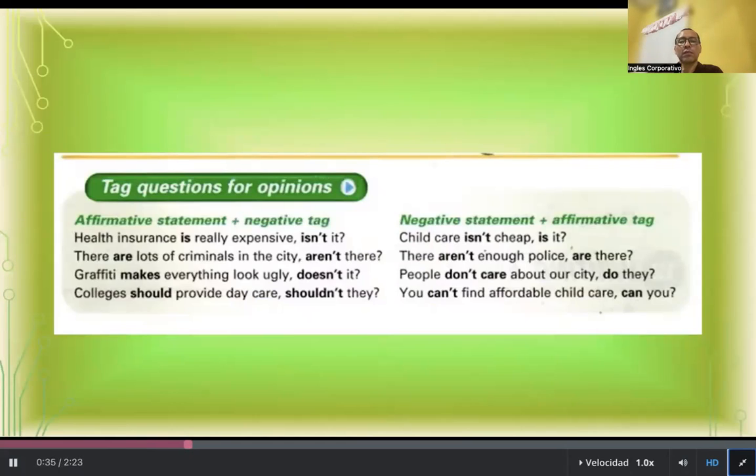Negative statement plus affirmative tag. Childcare isn't cheap, is it? There aren't enough police, are there? People don't care about our city, do they? You can't find affordable childcare, can you?